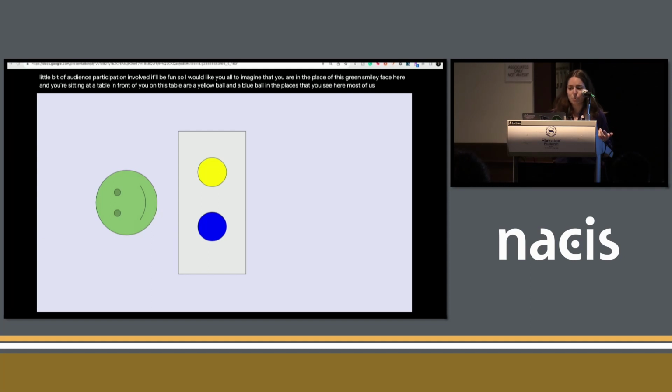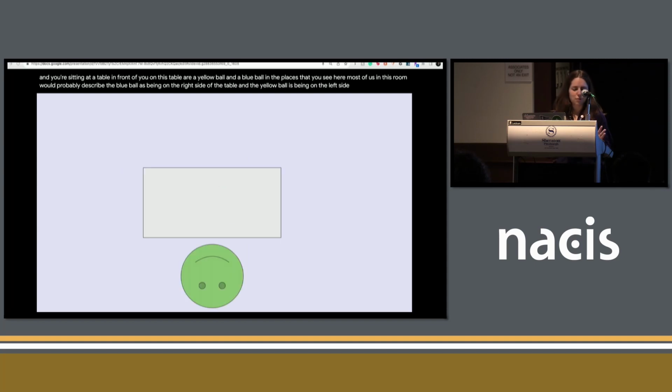Most of us in this room would probably describe the blue ball as being on the right side of the table and the yellow ball as being on the left side. Then I'm going to move your chair and your table so that you're facing a different wall in the same room, and hand you the yellow ball and blue ball, and ask you to place them on the table in the same way that you saw them before.